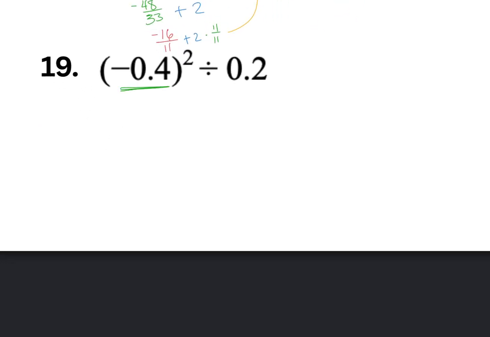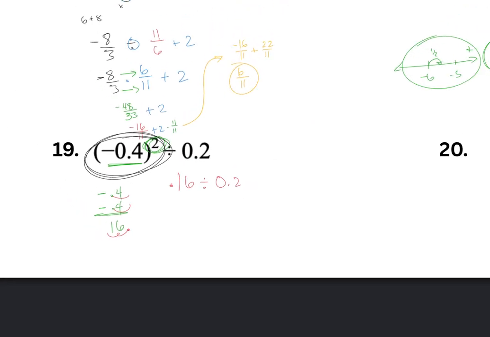Parentheses. Can we do what's inside of them? Nope. But we do have an exponent. So we have negative 0.4 times negative 0.4. That's 16. Move the decimal once. Move the decimal twice. This is now 0.16 divided by 0.2.